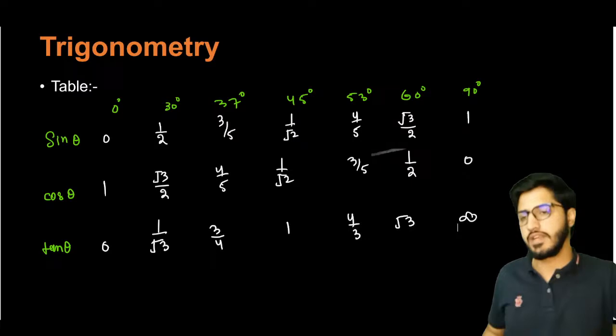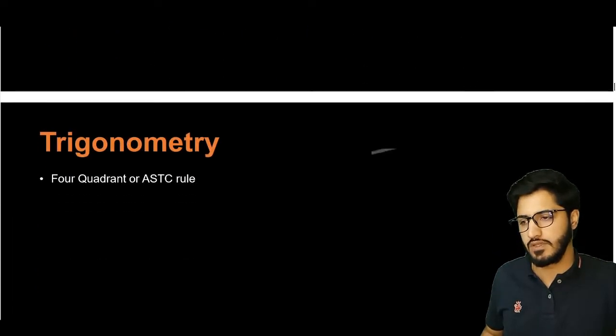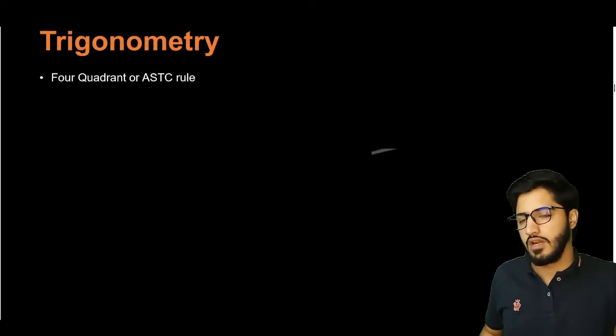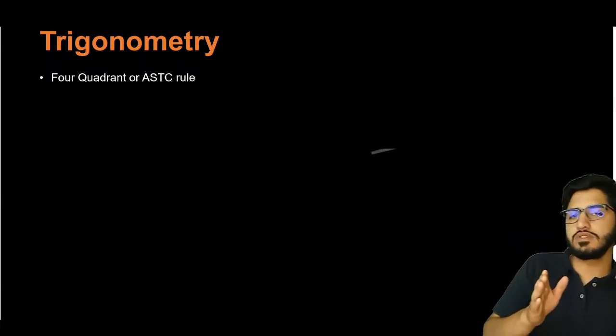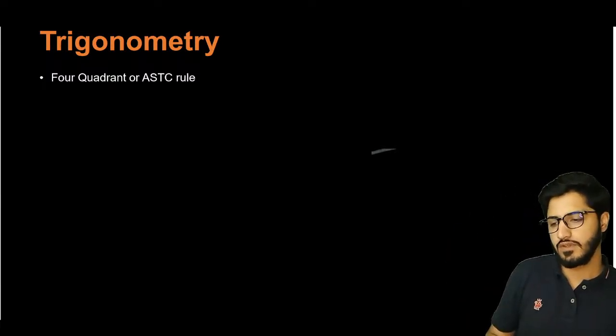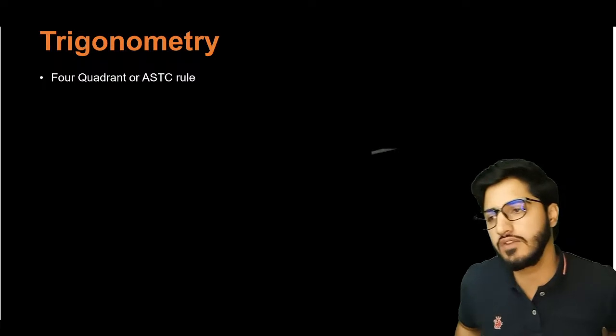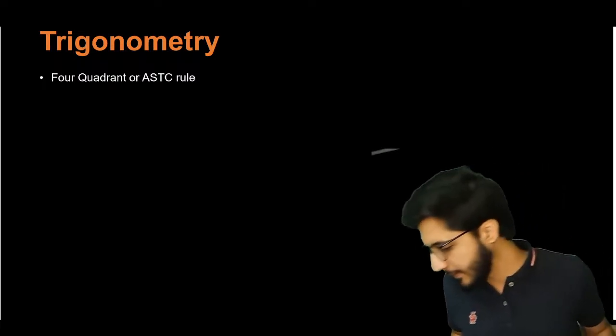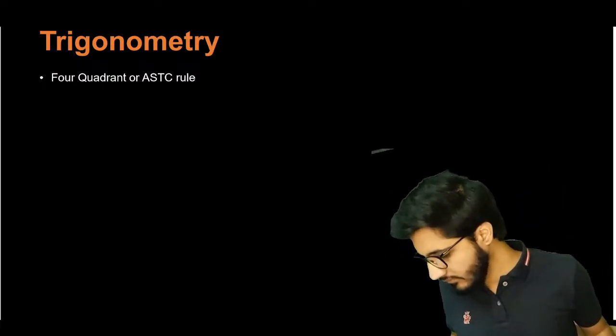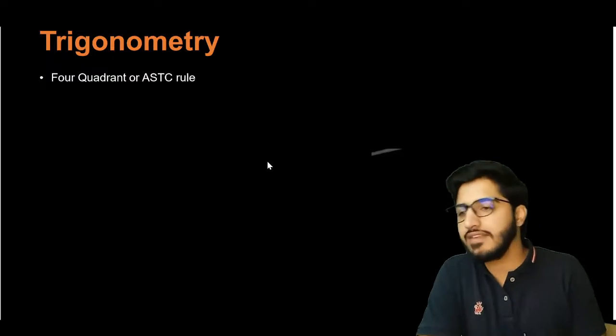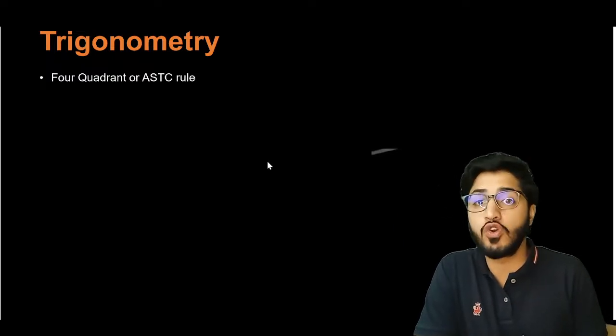Okay, we can get these values. Now let us suppose we are having values bigger than 90 degree. Then how are we supposed to deal with those problems? Now we are having the ASTC rule, or the four quadrant rule.